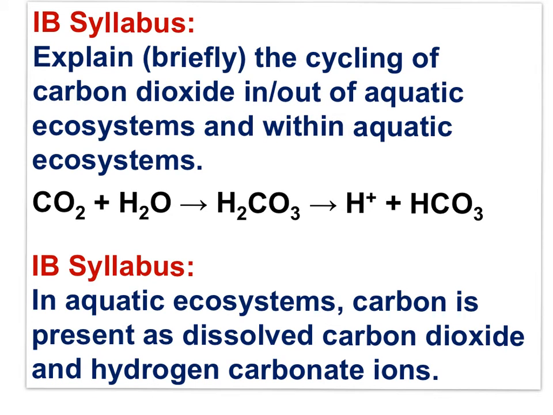Here's a more finely detailed IB syllabus statement, but it's not that difficult. Explain the cycling of carbon dioxide in and out of aquatic ecosystems and within aquatic ecosystems. Carbon dioxide dissolves in water to become carbonic acid, which dissociates into hydrogen ions and the hydrogen carbonate ion. In aquatic ecosystems, carbon is present as dissolved carbon dioxide and hydrogen carbonate ions.